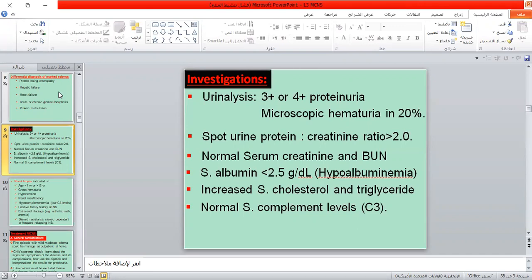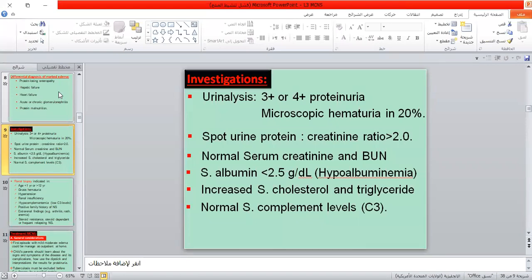Spot urine protein to creatinine ratio more than 2. قلنا هذا definition of the nephrotic range proteinuria. I must find هذا يسمونه important negative. I must find normal serum creatinine and blood urea nitrogen, that means normal renal function. Serum albumin less than 2.5 gram per deciliter اللي هي hypoalbuminemia.